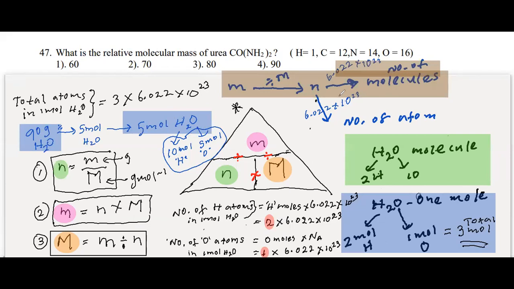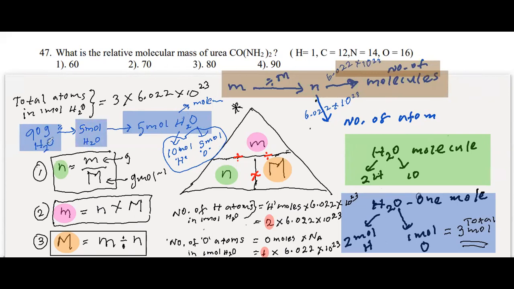That's it. But if you want to find the number of water molecules, then you can directly write 5 into Avogadro constant. Number of water molecules: 5 into Avogadro constant. Number of H atoms: 10 into Avogadro constant. Number of oxygen atoms: 5 into Avogadro constant. Total atoms: 15 into Avogadro constant. Write all three. Everyone, can you copy this down? Then it's complete. The only thing is, in the exam they can change the molecule.